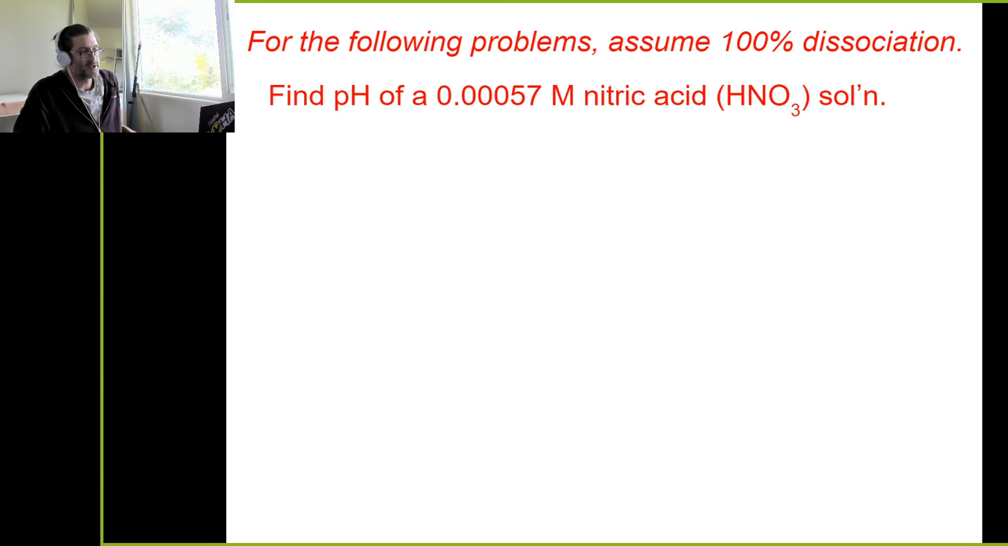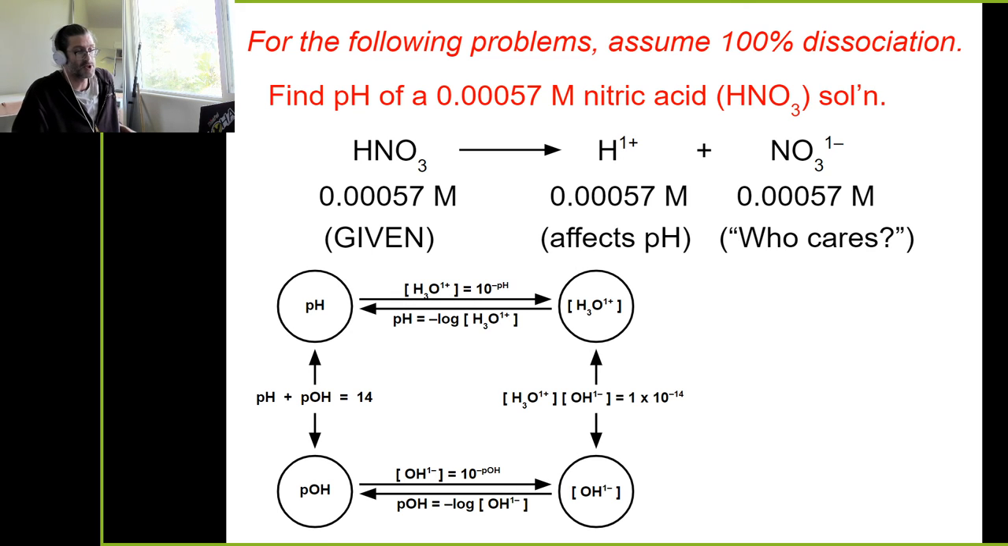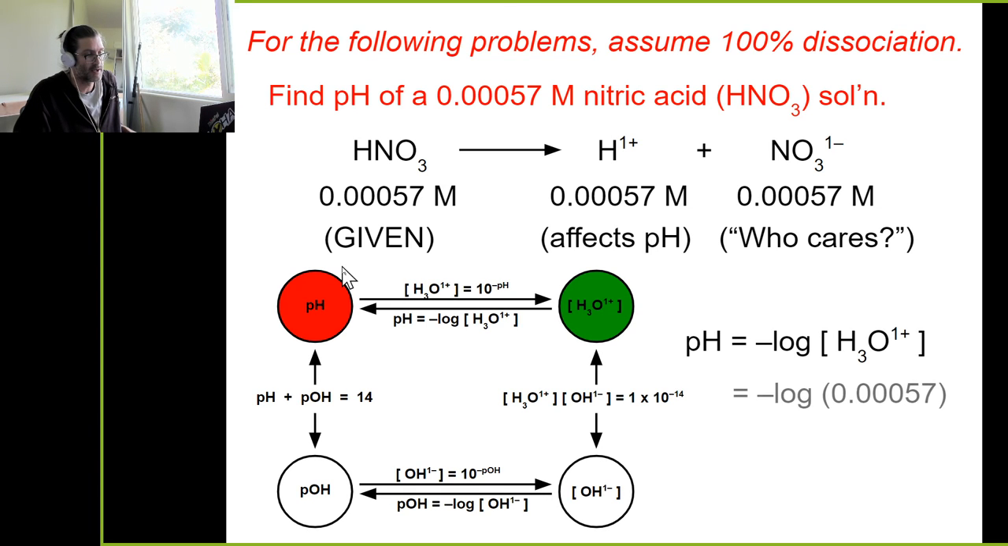find the pH of a 5.7 times 10 to the minus 4 molar nitric acid solution. We're going to assume that it dissociates completely. Our H plus is what affects the pH. The nitrate we don't really care about. We have the concentration of H plus. We're starting up over here, going over here, so we're just going to take the negative log of that. Simple, 3.24. Okay.